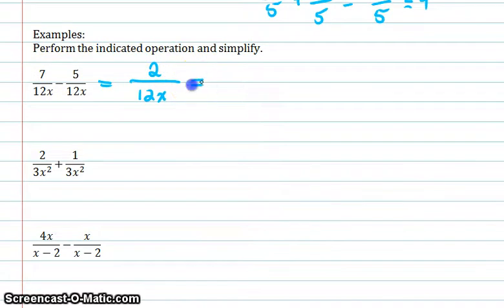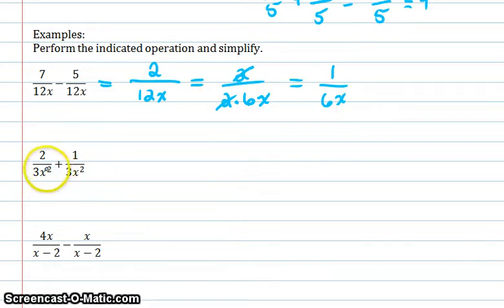Now if we factor, 2 is just going to be 2, and then 12 is 2 times 6x, so we have a 2 over a 2, and those cancel each other out. So that simplifies to 1 over 6x. And that's your final answer. So we want to make sure that not only do we subtract the numerators, but then in our final form we simplify that answer. So let's look at the next case.